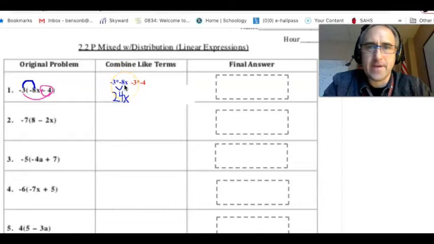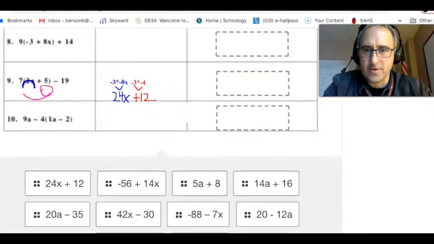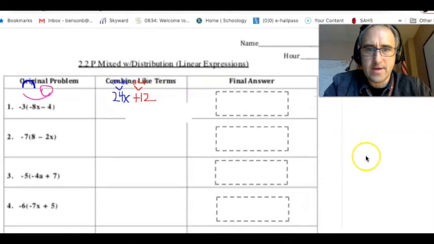-3 times -8x is 24x. The two negatives make a positive. Here the two negatives also make a positive. -3 times -4 is positive 12. So I would reach down here, see if I can find the drag and drop, 24x plus 12, and move that up to the top.